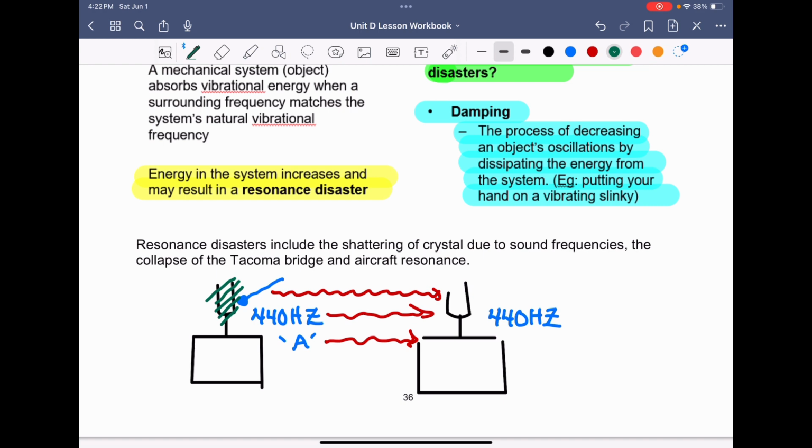We don't want that. So the video that I'm going to include in the description of this video is the Tacoma Bridge. The Tacoma Bridge is a really good example of seeing how the wind, which had a certain frequency, can transmit that vibrational energy to the bridge, which matches the natural frequency, and then the bridge sways and eventually collapses.